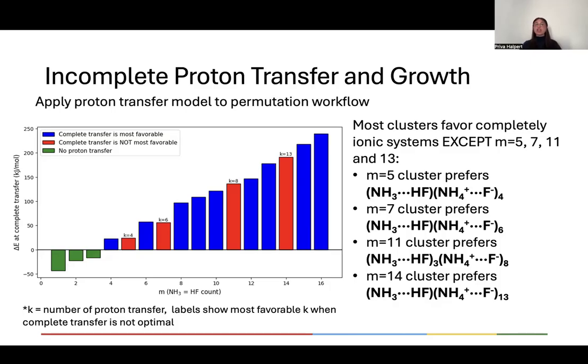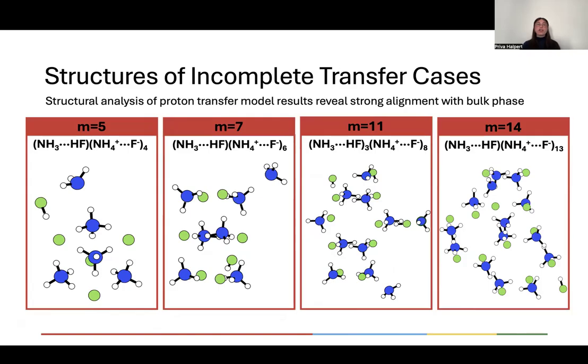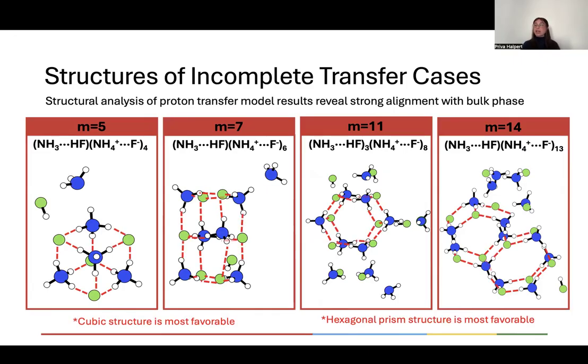So we turn our discussion to analyzing incomplete proton transfer in these specific clusters. So we analyze the structures of these incomplete transfer cases to see if our simulation and our proton transfer model is picking up correct trends. And we do see trends towards both the cubic structure and the hexagonal prism structure. So we are definitely seeing alignment with the bulk phases, which is very promising and very exciting results. And we could see that these molecular pairs are continuing to exist in these structures to favor the bulk phase material.